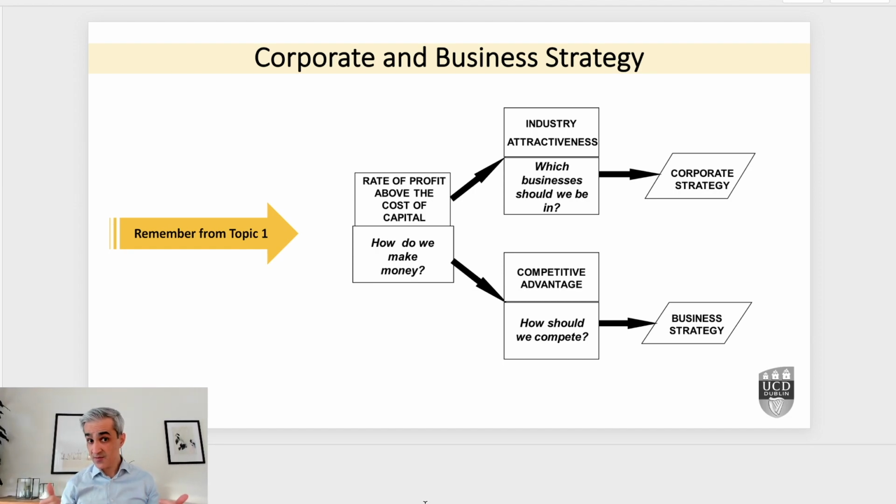But first, before you actually decide how you're going to compete, you need to decide in which industry you are going to compete. We'll be talking about business strategy later on when we talk about internal analysis. But today, in this video, we're going to be focusing on corporate strategy. We're going to be focusing on industry analysis, how to analyze industries so we can make the best decision. We can actually choose the industry that is going to bring a bigger return on capital.